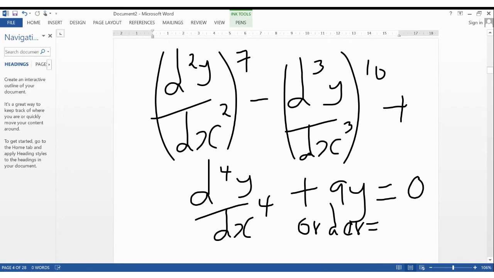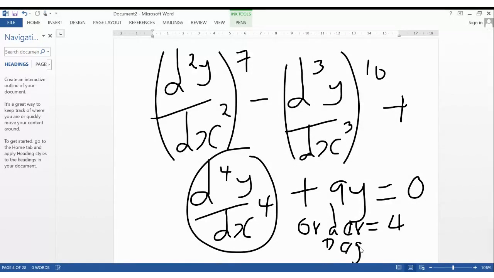And then the degree. For the degree, we don't go to any other one. We go back to this one that has been differentiated 4 times. It has been raised to which power? Only power 1. So the order is 4 and the degree is 1. So don't go to the one that has been raised to the highest power and check. No, the degree comes after the order.